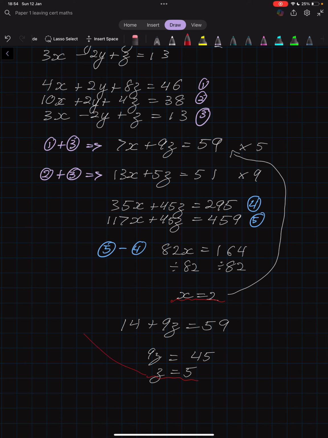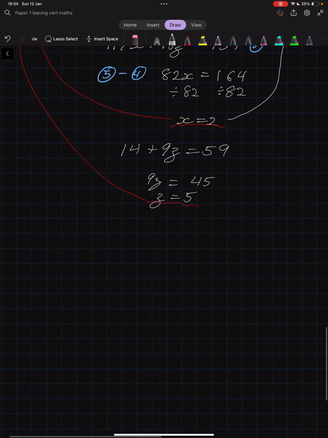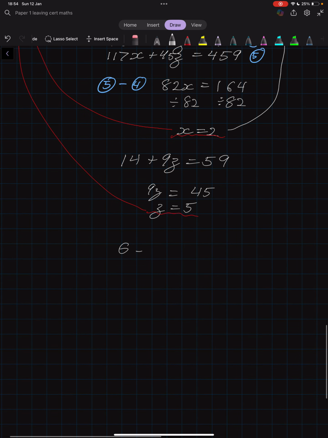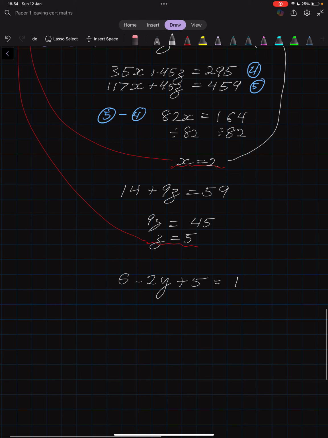So now I'm going back to the original equations to solve for what y is. So this is 3x, which is 3 times 2, so 6, minus 2y, plus z, so plus 5, and that equals 13. 6 plus 5 is 11, minus 2y equals 13. So we get that minus 2y equals 2, so y equals minus 1.